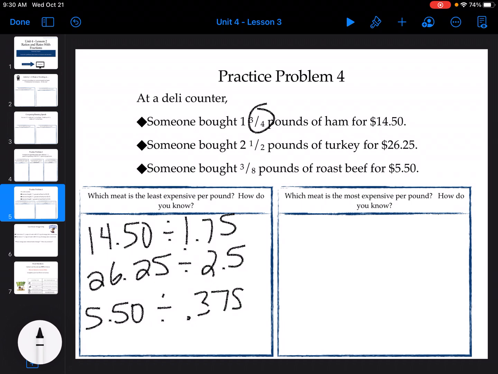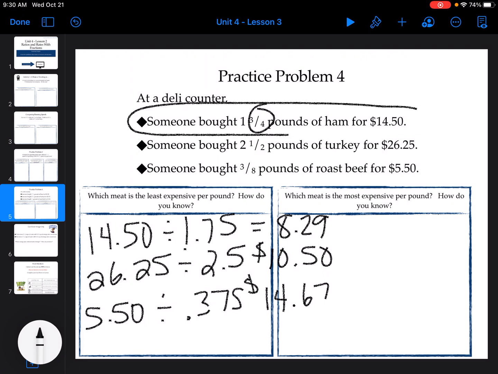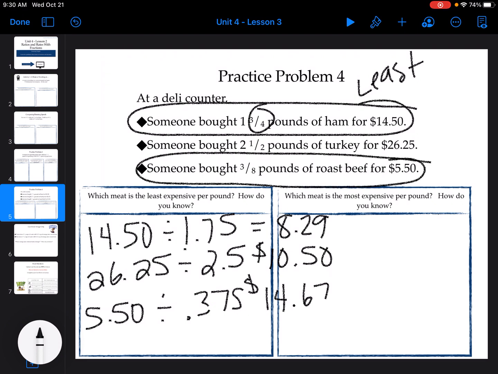So 14.50 divided by 1.75, I get $8.29. 26.25 divided by 2.5, I get $10.50. And then the last one, 5.50 divided by 0.375, I get $14.67. So which was the least expensive per pound? The ham. And then which was the most expensive per pound? The roast beef.